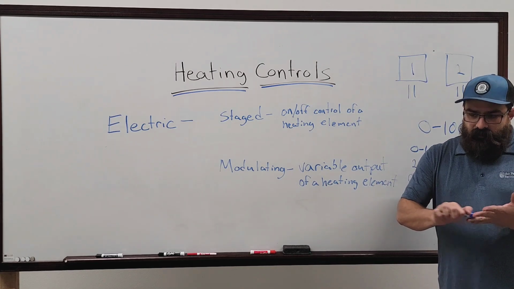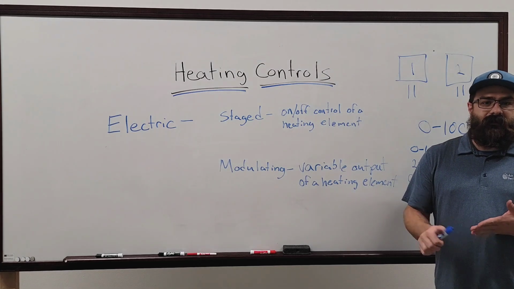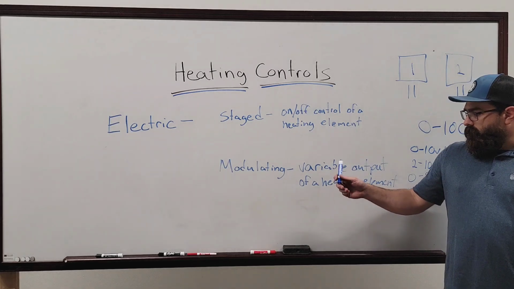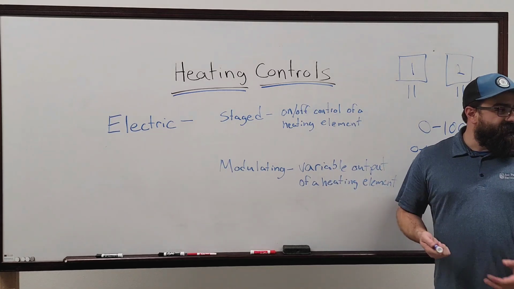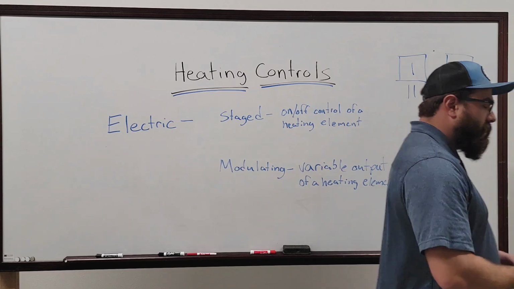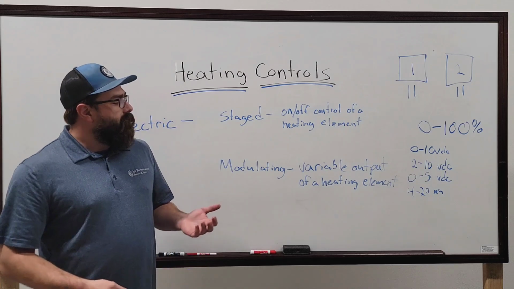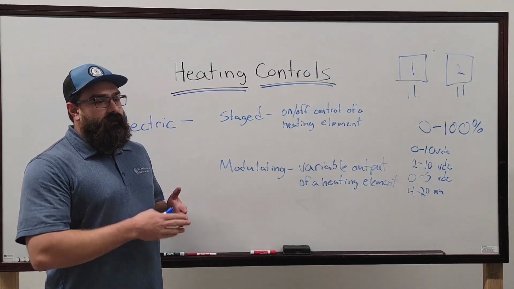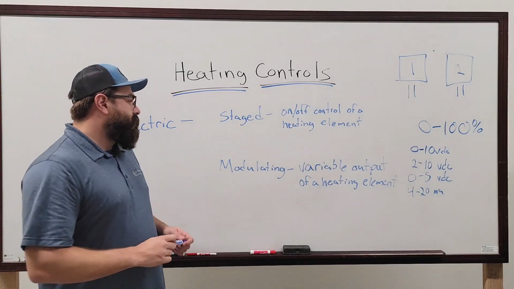Like I was saying, 0 to 10, 4 to 20, 2 to 10. Basically, it could be where you are controlling an SCR, or it could be with a stager. So an SCR, like I said, is going to vary the amount of current that's allowed to go through the heating element, whereas a stager would bring on multiple on-offs via a 0 to 10 signal.